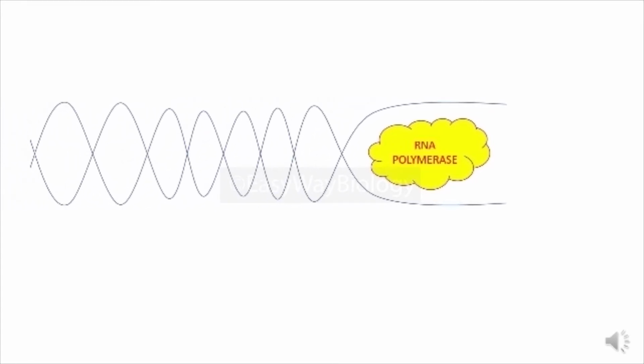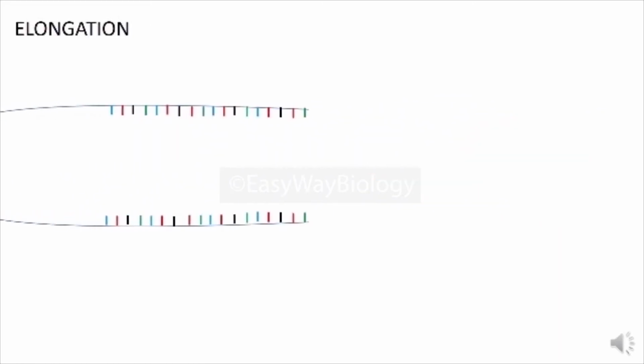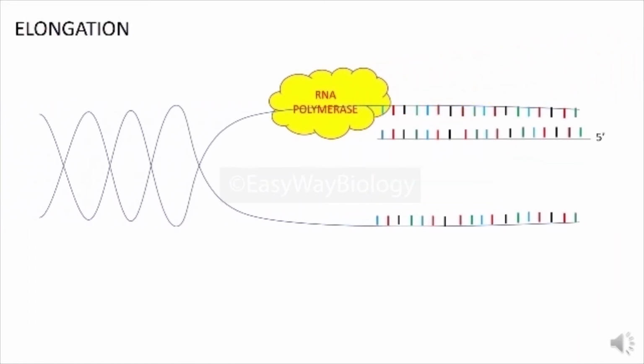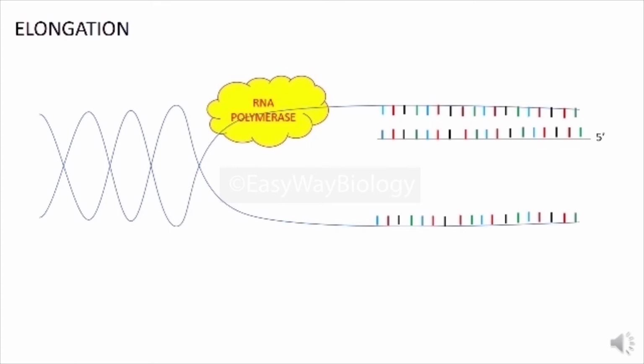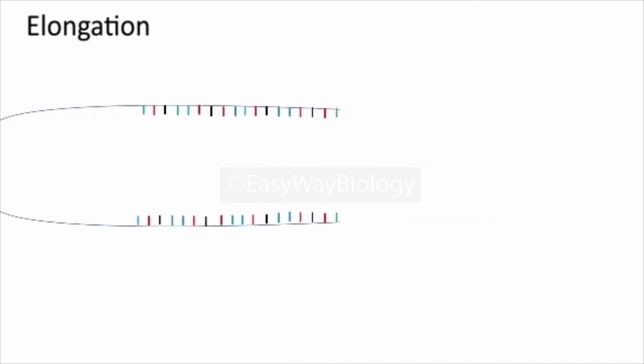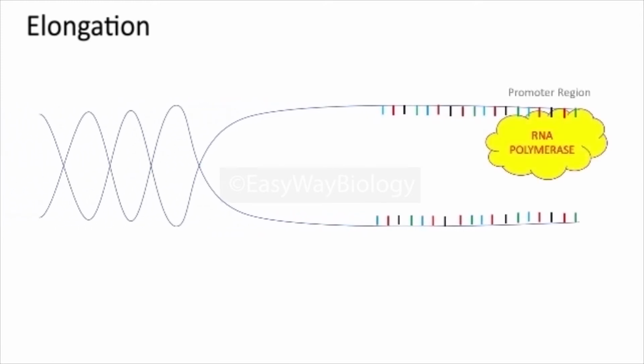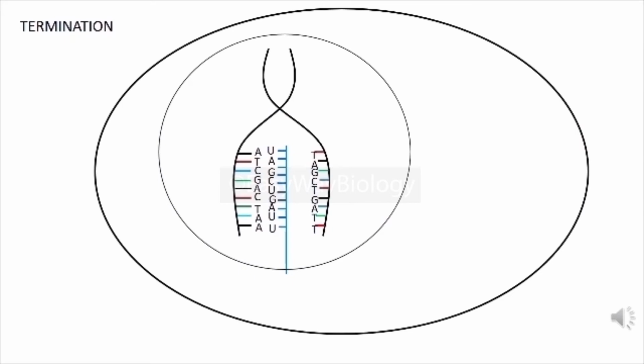Elongation. RNA polymerase binds to the promoter region and starts the transcription process. It adds nucleotides and elongates the mRNA strand in 5' to 3' direction. Only one of the two strands is used as the template because it bears the promoter region which can bind the enzyme RNA polymerase.